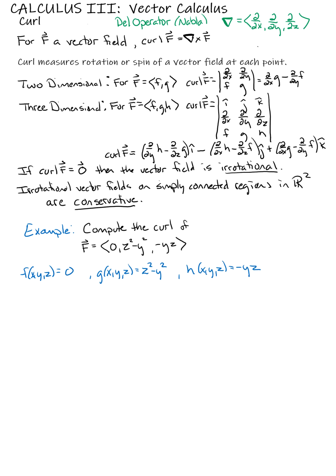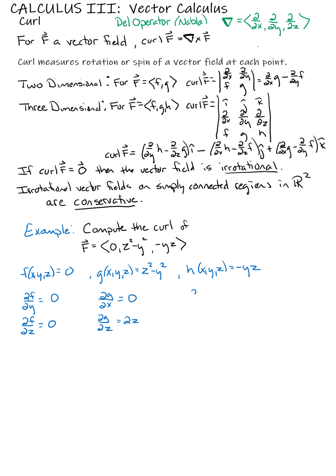I also want to go ahead and start looking at the partial derivatives. So the partial derivative of f with respect to y is 0, and the partial derivative of f with respect to z is also 0. Notice it's the partial derivative of f with respect to y and z. For g, look at the partial derivative of g with respect to x and with respect to z. Partial derivative of g with respect to x, notice there are no x's in there, so that's 0. The partial derivative of g with respect to z is simply 2z. The y portion of that becomes 0.